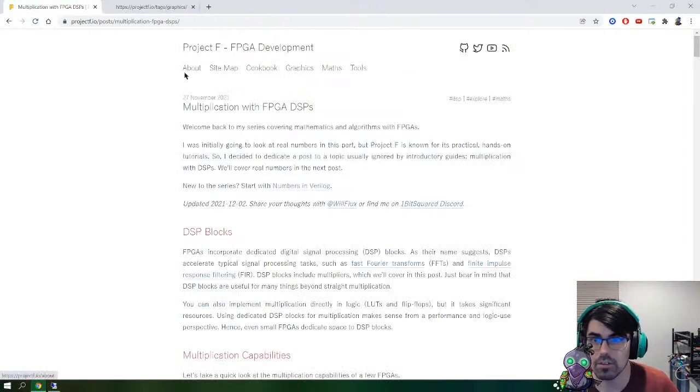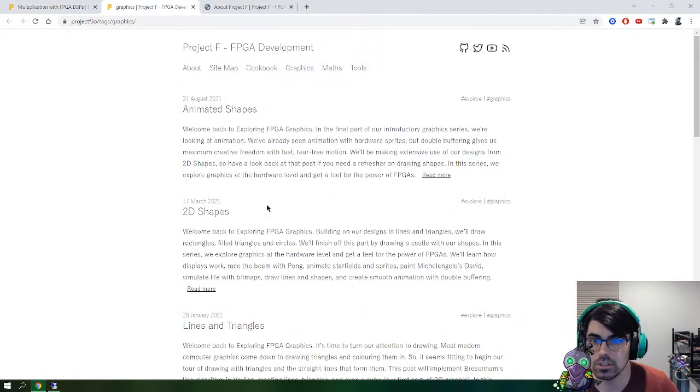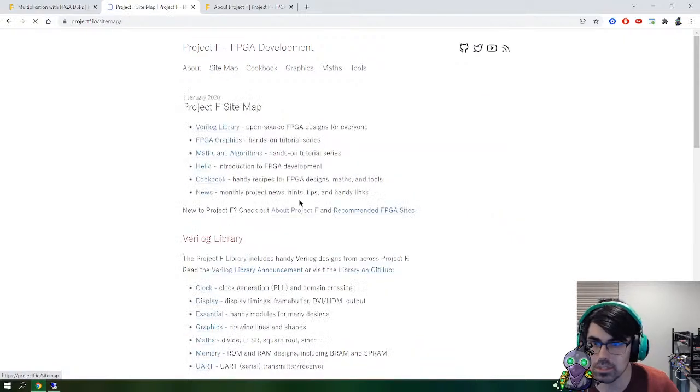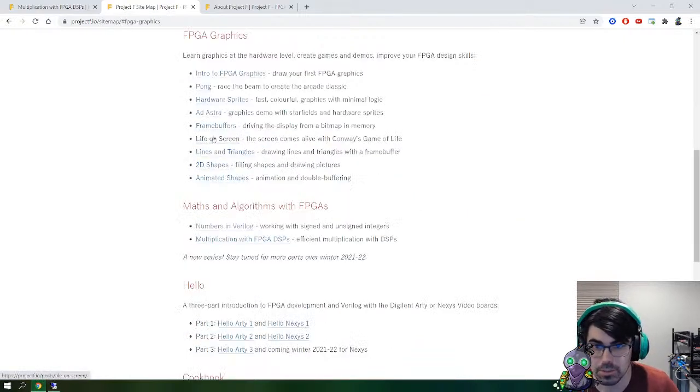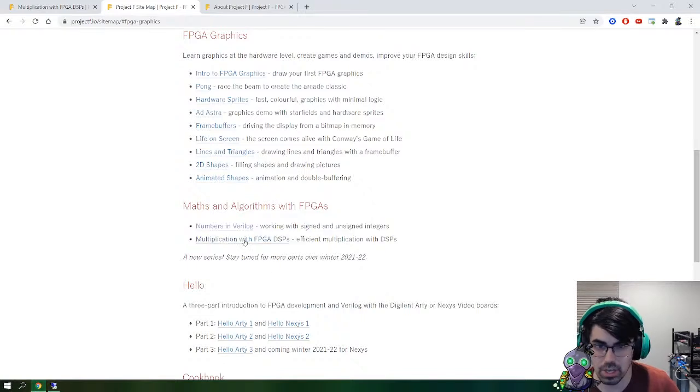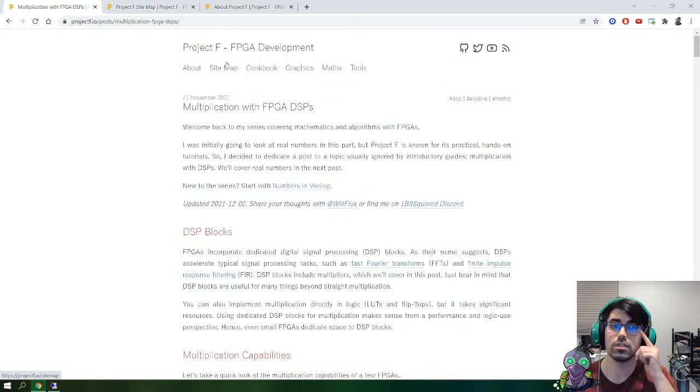Animated shapes, FPGA. He has a GPU one, right? So we go to graphics, or we go to animated shapes. He has an FPGA one. It's in the sitemap: FPGA graphics and hands-on tutorials, introducing Pong and hardware sprites. I want to go through this as well. Okay, so let's start with this. Maybe afterwards we can dive a little into FPGA graphics.